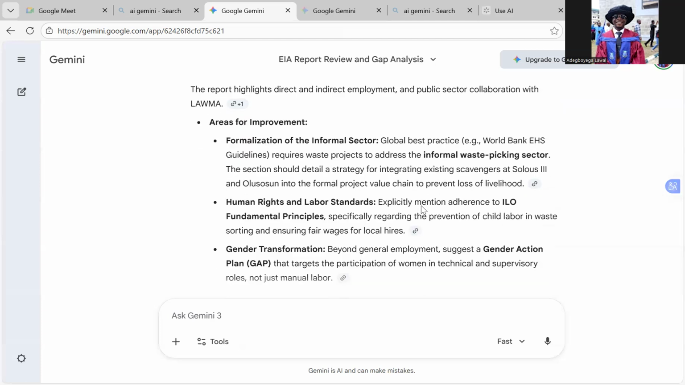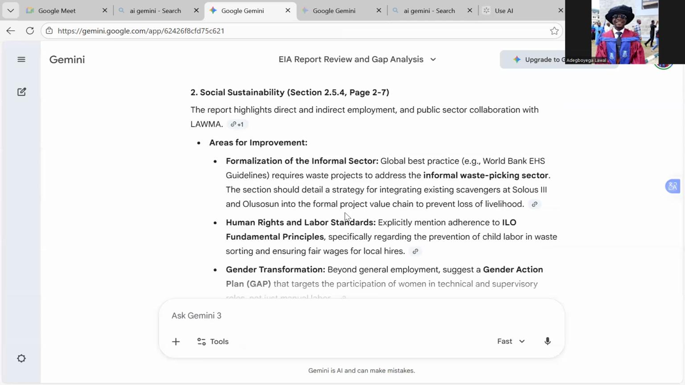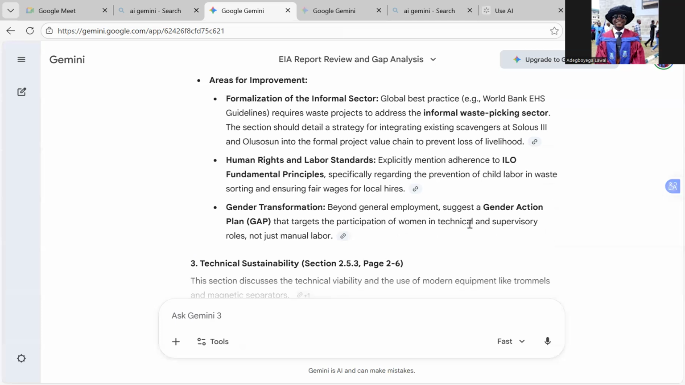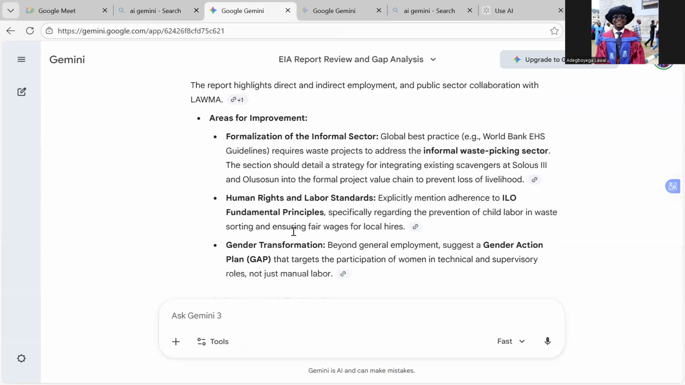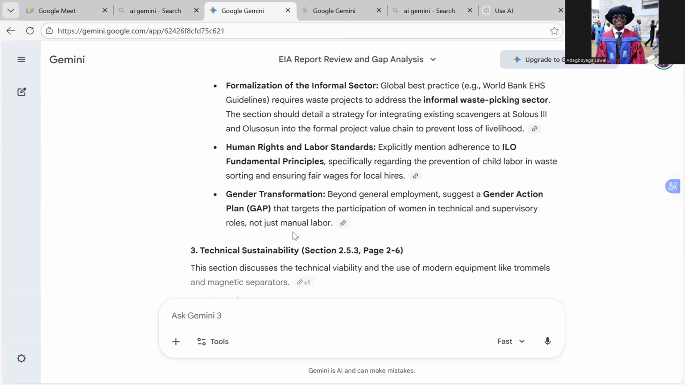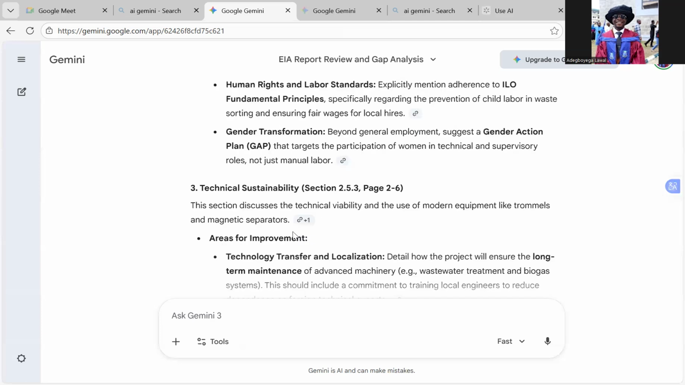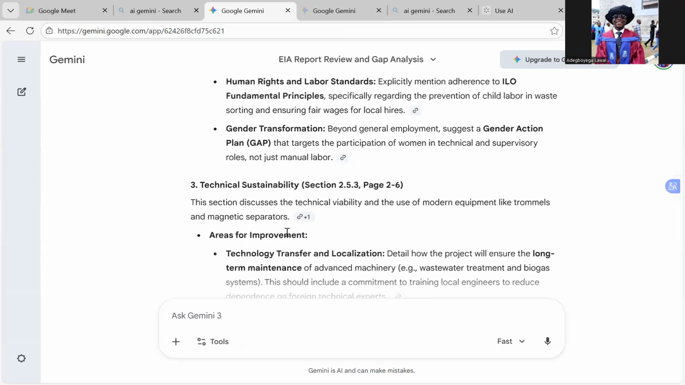Human rights and labor standards: there's a need to improve on this to enhance social sustainability. Gender transformation, gender action plan. These are also social areas that can help. You didn't add it there, but I will add grievance redress mechanism. It's another area that can enhance social sustainability. I mean, that's also an area on my own too.